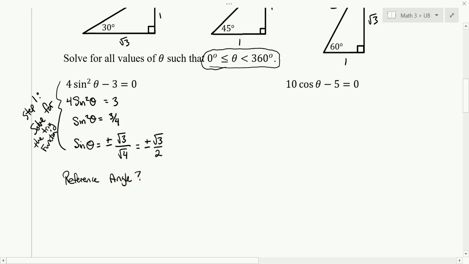You only have 3 choices: 30, 45, or 60. Okay? So 30, 45, or 60 degrees. Sorry.